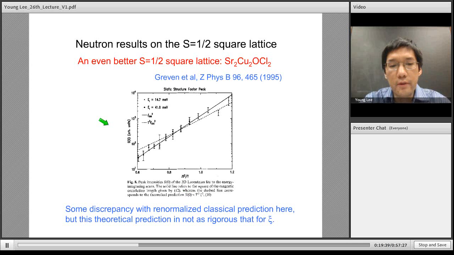And it's not true that everything is lining up perfectly well. If you closely look at the peak intensity, so S of Q equals 0, and compare that to some theoretical predictions, there are deviations. The theory in this case is the dashed line, and the data do not completely agree with that. So there's some discrepancy with the renormalized classical prediction. But again, the correlation length prediction is a more rigorous result. There were some additional assumptions made for the theory for the intensity.